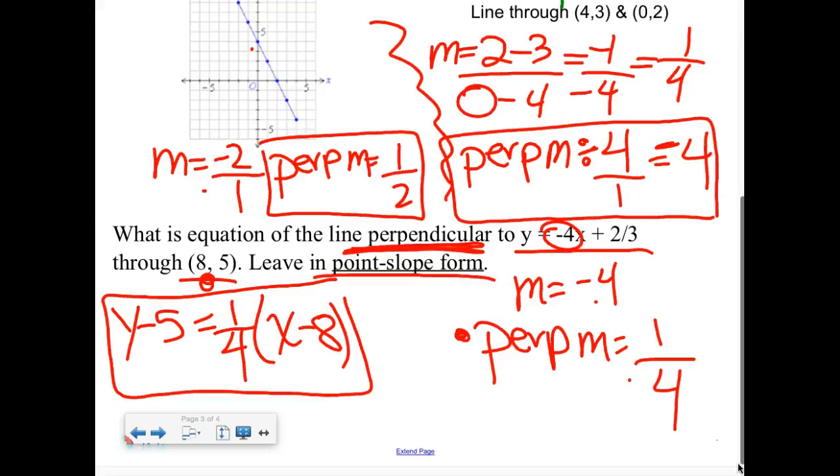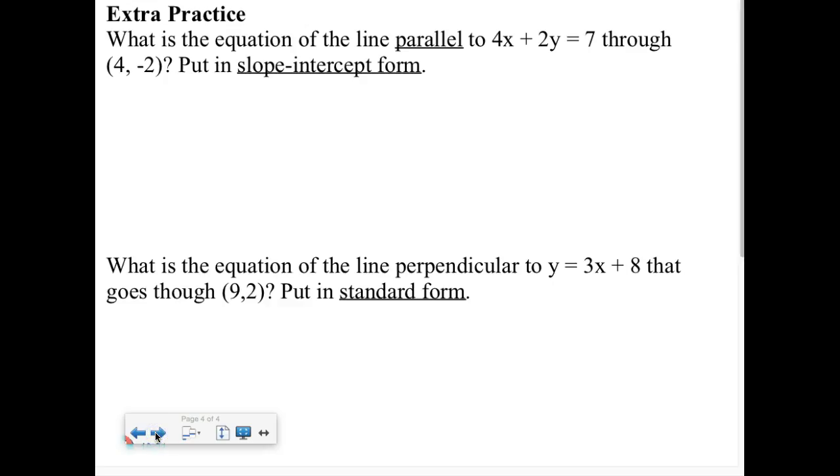All right, we are flipping pages. We have a couple extra problems, and we'll just do those real quick now that we've had some practice. Our first one says, again, we're writing a parallel line. Mr. Pesh very nicely underlined stuff for you. I wouldn't have done that if I was doing your guys' notes. So we're finding a parallel. We are starting in standard form. It has to go through this point, and we have to leave it in slope-intercept form.